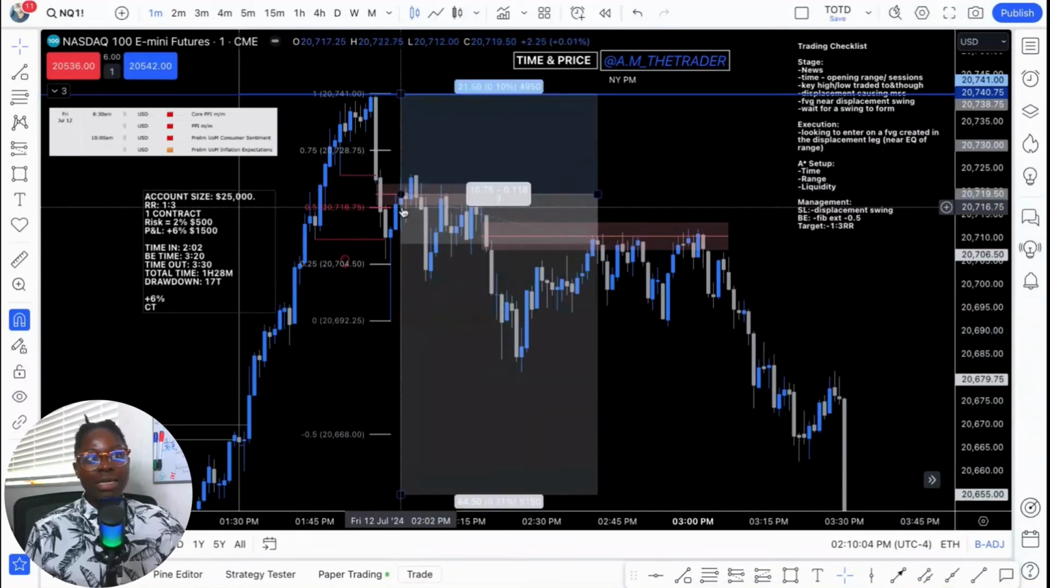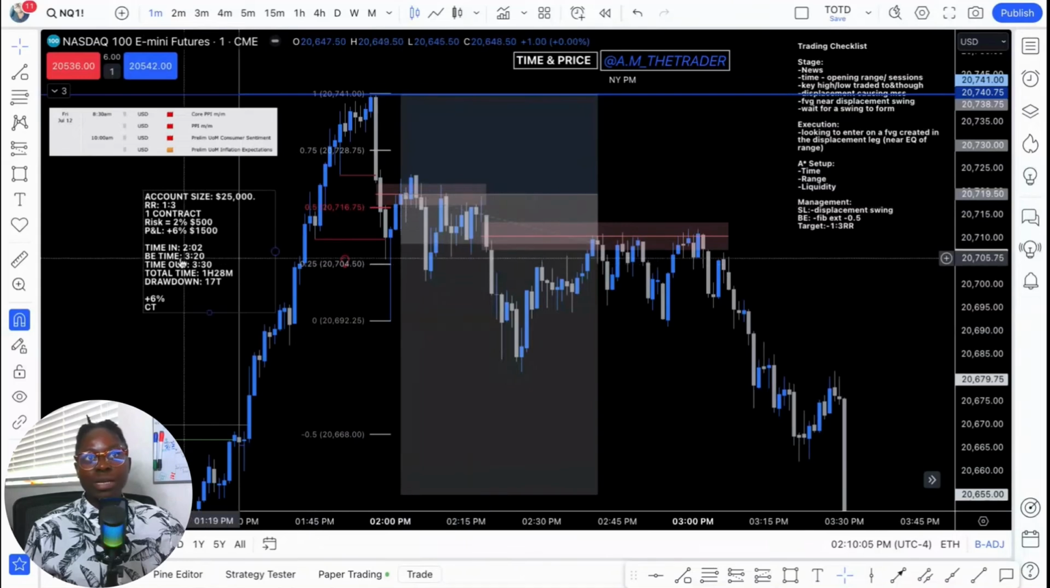You would have been tagged in this trade at 2:02, breaking even at 3:20, taking out that trade at 3:30 for a total time of 1 hour 28 minutes in this trade. Drawdown in this trade was 17 ticks for a 6% bagged and tagged.